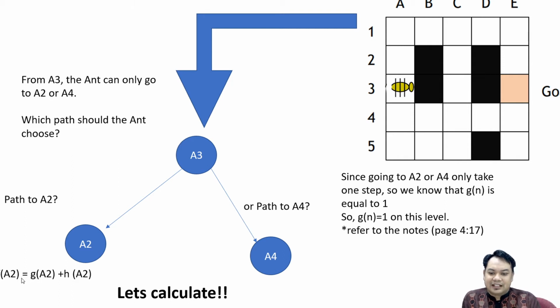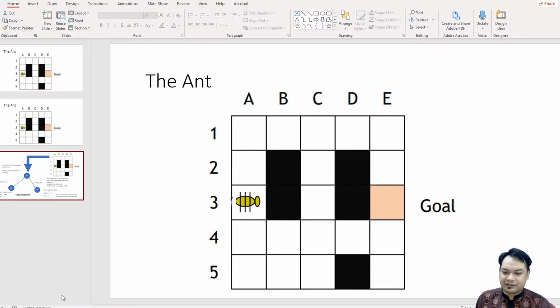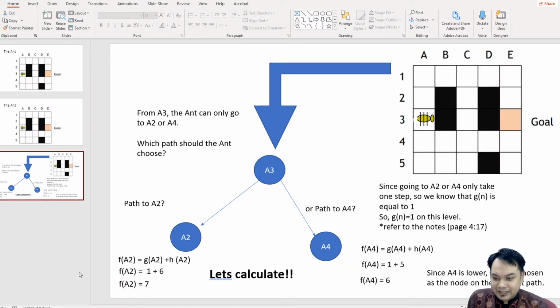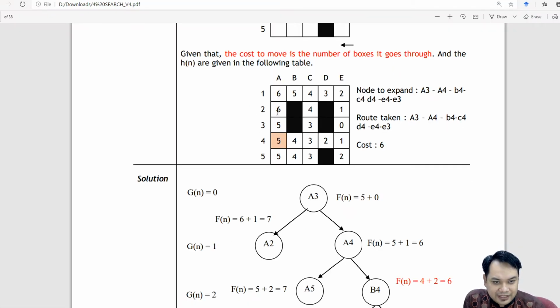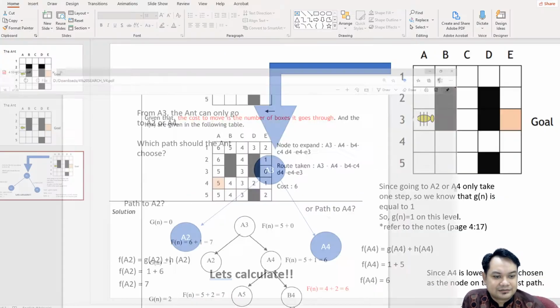So to calculate the total cost, given the heuristic function, it is GA2 plus HA2. So GA2 is 1 sebab GN dia 1. Kalau kita nak pergi pada A2 ni, calculate dia 1. Tapi apa dia cost A2 is 6. So macam mana kita nak dapat cost A2 ni? So you can get the cost A2 from the note. So A2 cost dia 6. Okay, A4 cost dia 5.